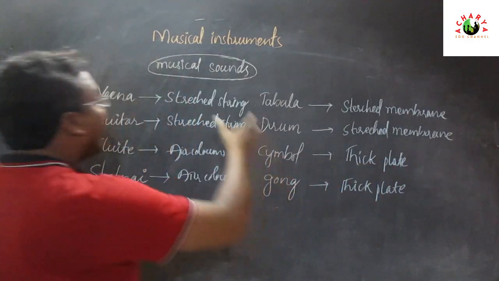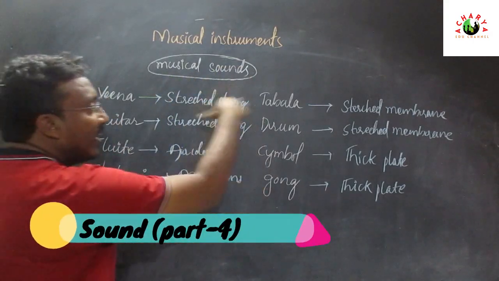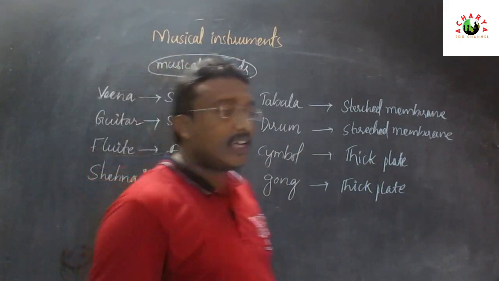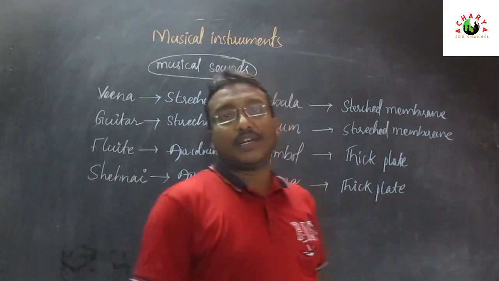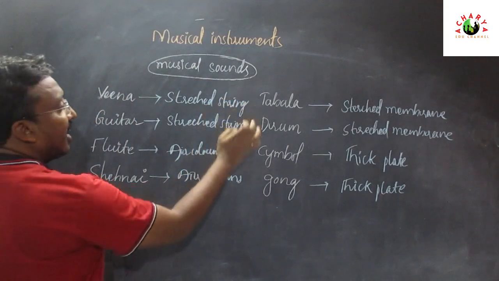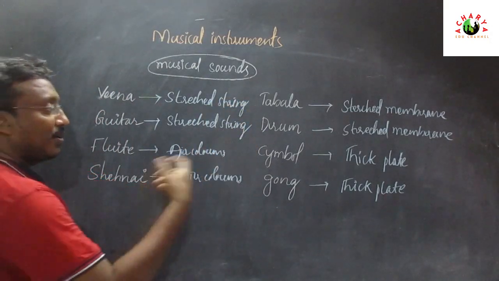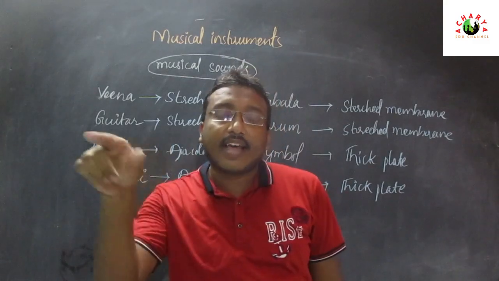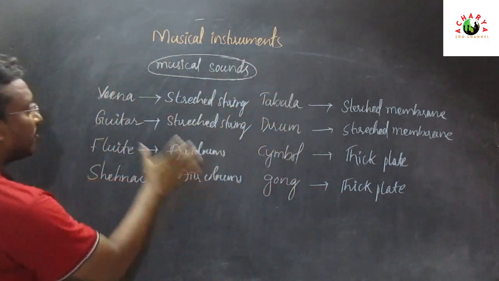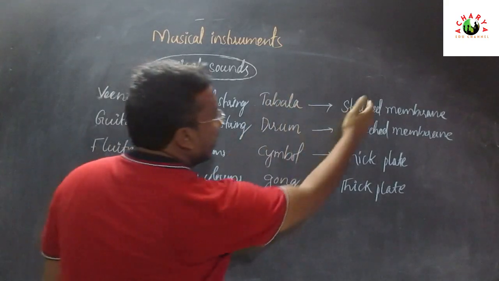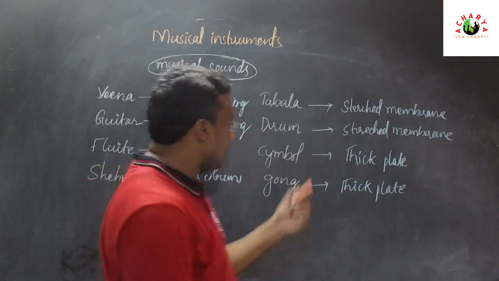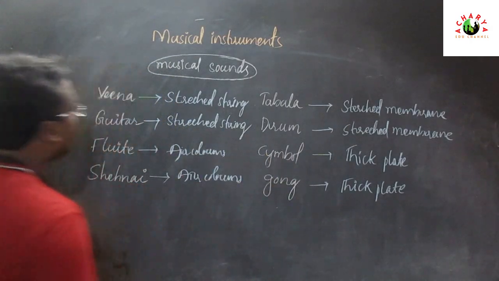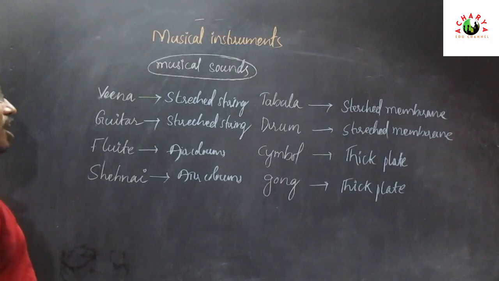So here, in different musical instruments, different parts are responsible for producing the sound. Because of that reason, the sound varies from musical instrument to musical instrument. And one more thing: based on the part responsible for producing the sound, these musical instruments are classified into 4 types based on their vibrating part. In veena and guitar it is the stretched string, in flute the air columns, in tabla and drum the stretched membrane, and in cymbal and gong the thick plate.